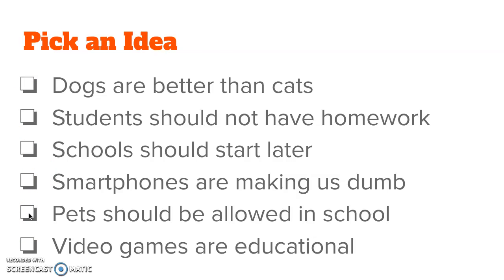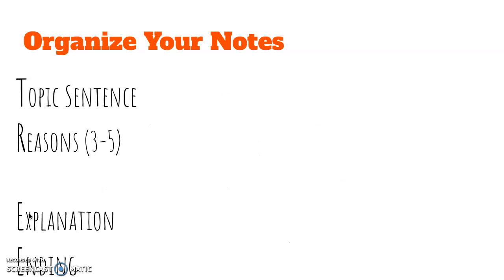All right. My next step is to organize my notes. And when I'm organizing my notes, I use the TREE. And the TREE stands for topic sentence, reason, explanation, and ending. Okay, so the first thing I do is I come up with a topic sentence or a topic idea. My topic sentence is that pets should be allowed at school.